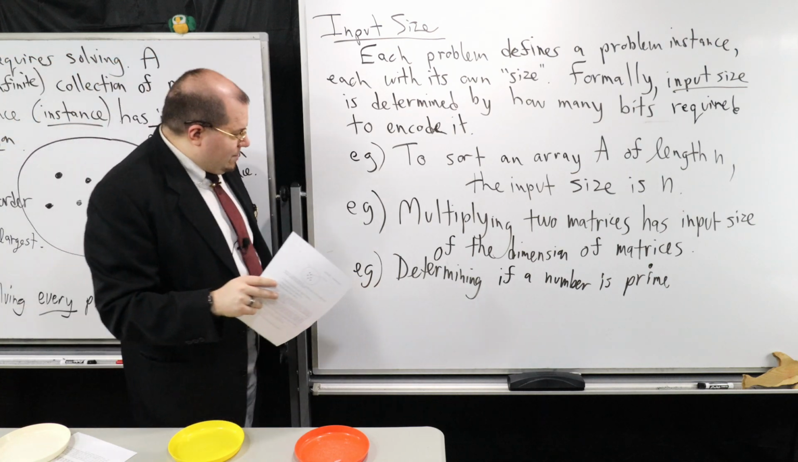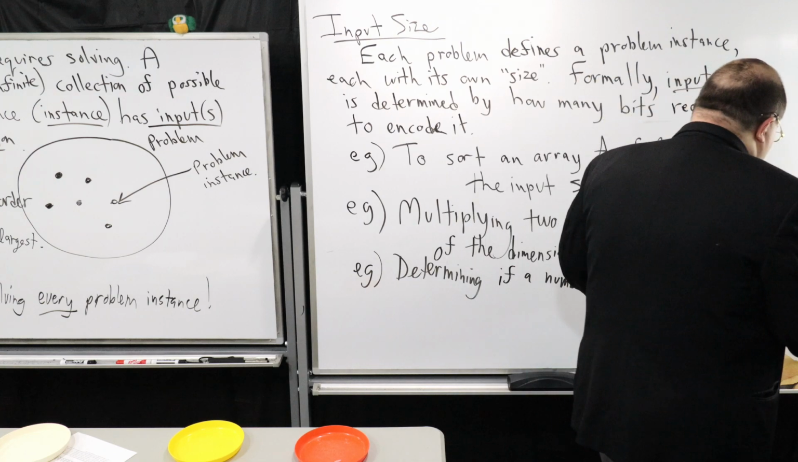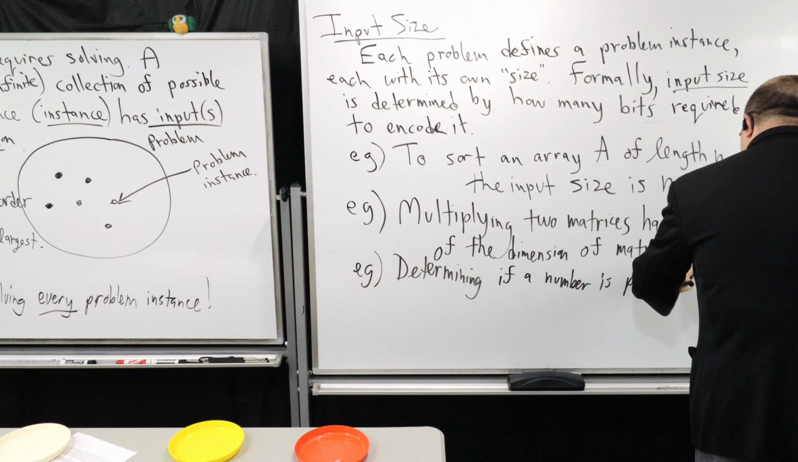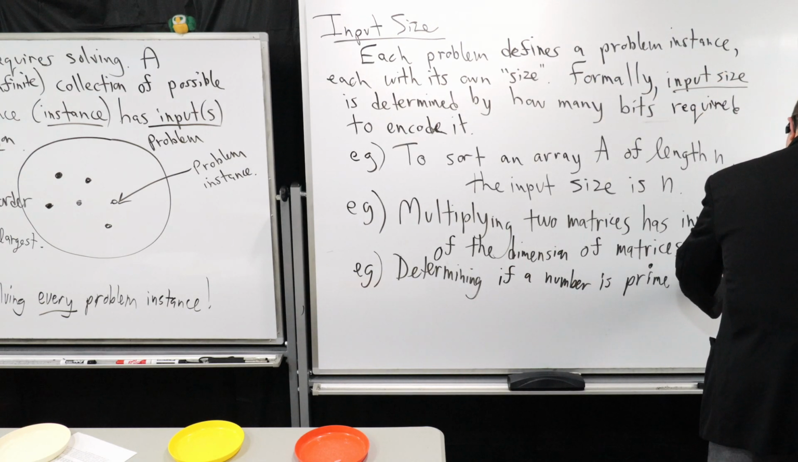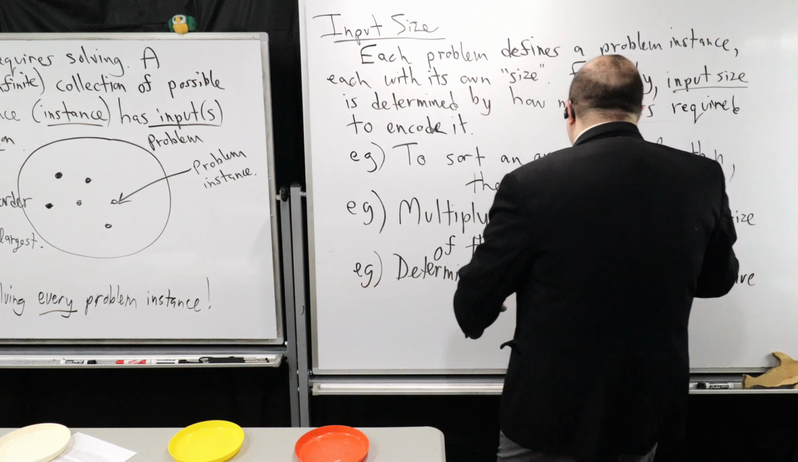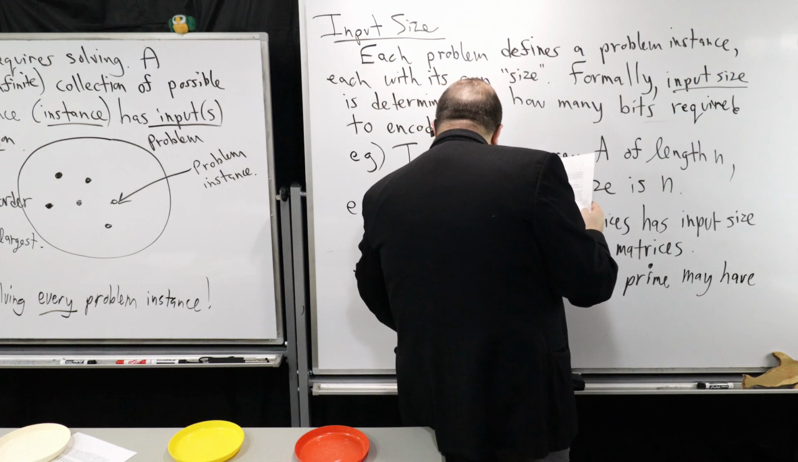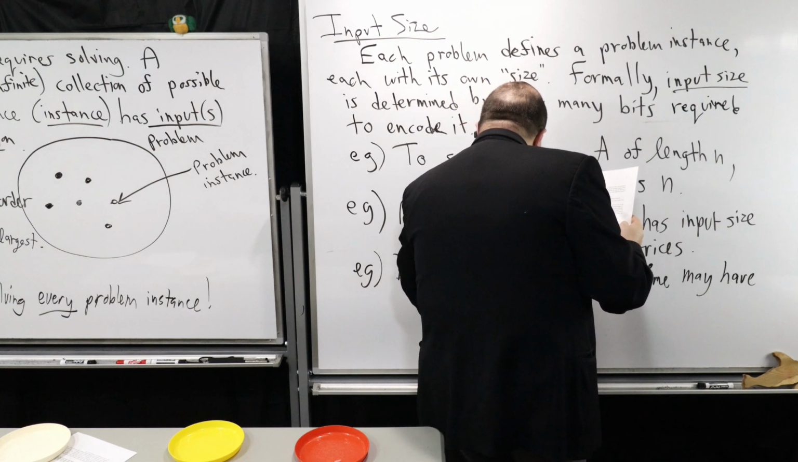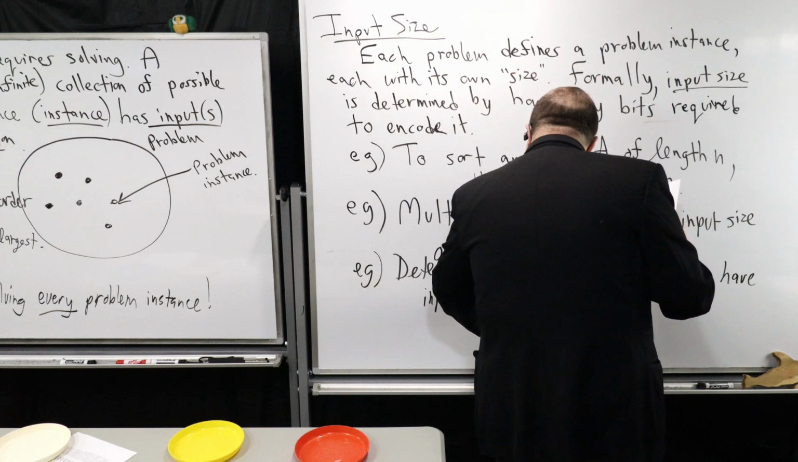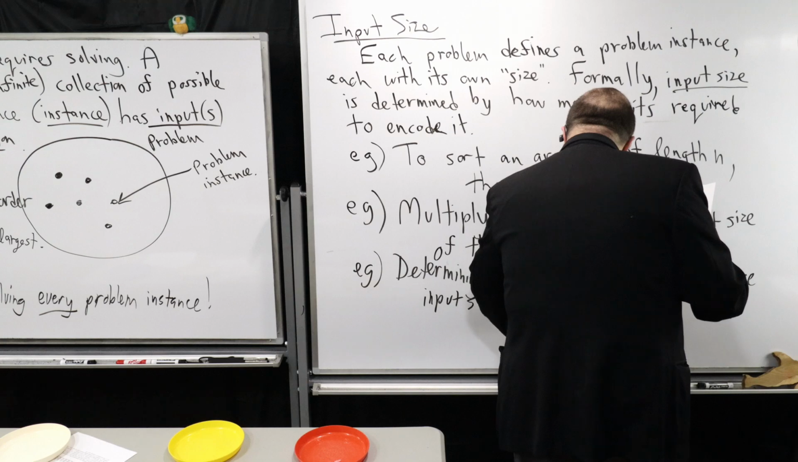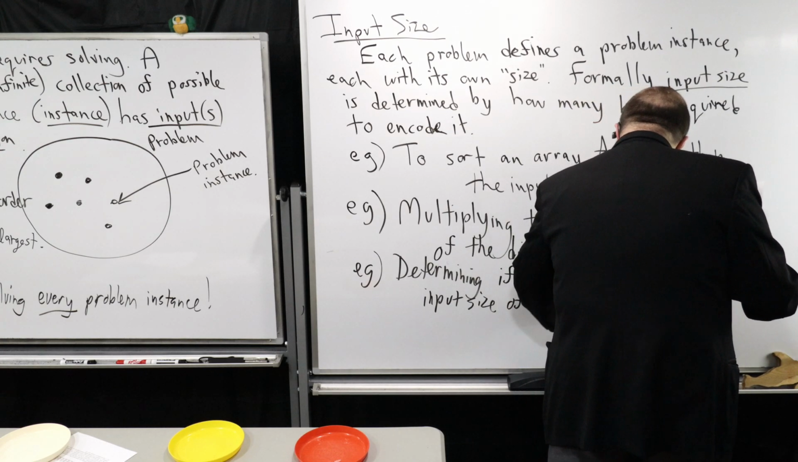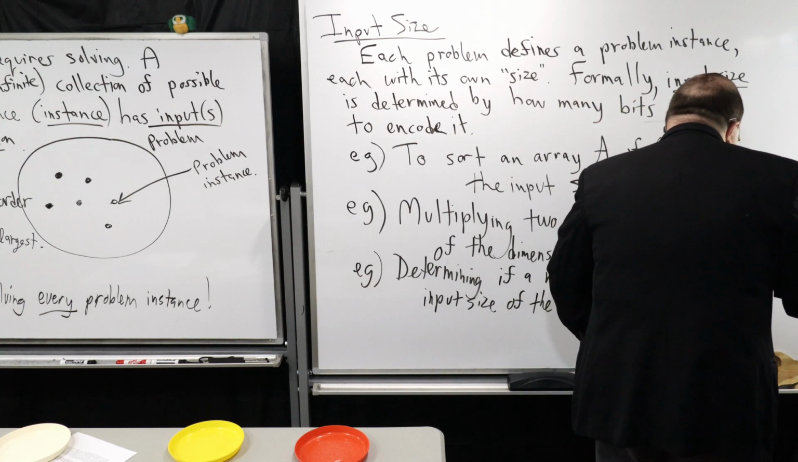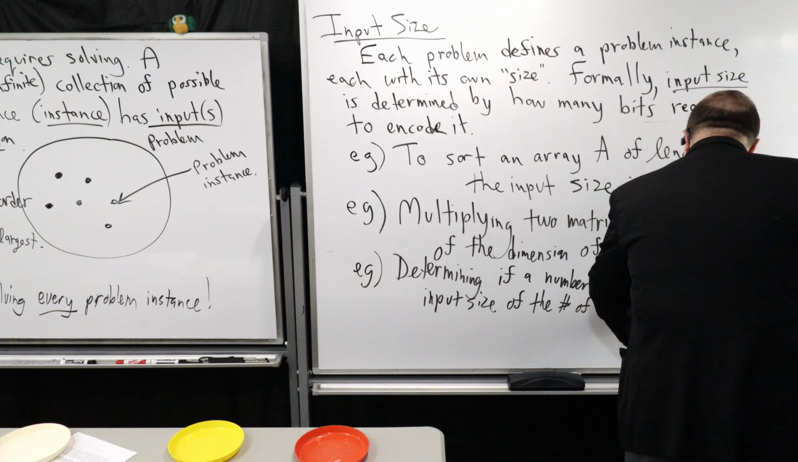But I'll tell you, in this case, if I wanted to test if a number is prime, it may have input size of the number of bits required to represent the number.